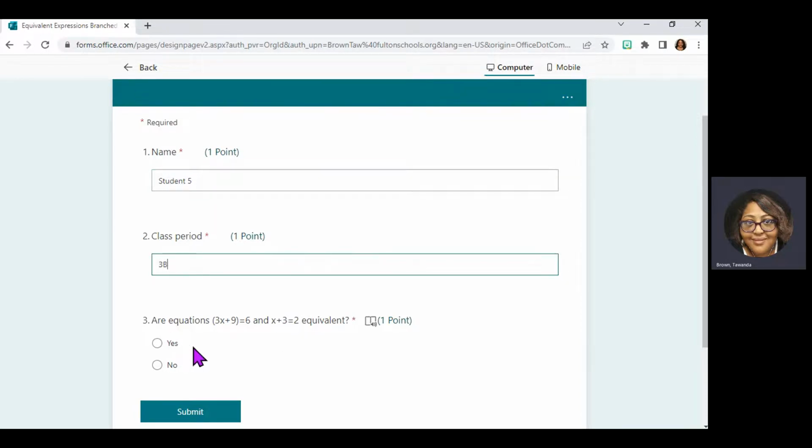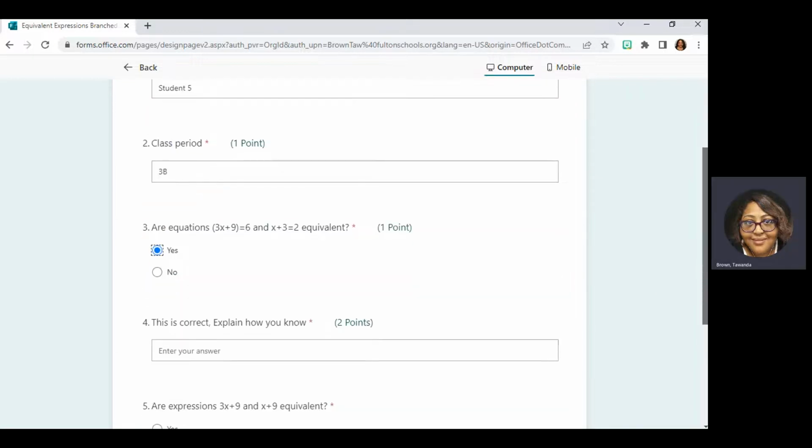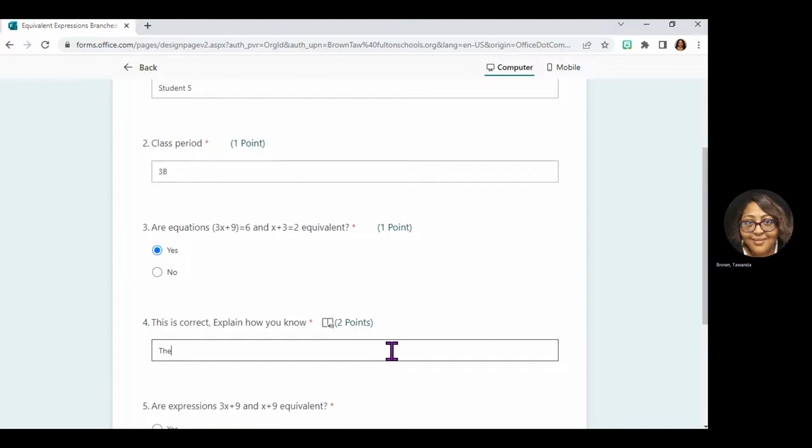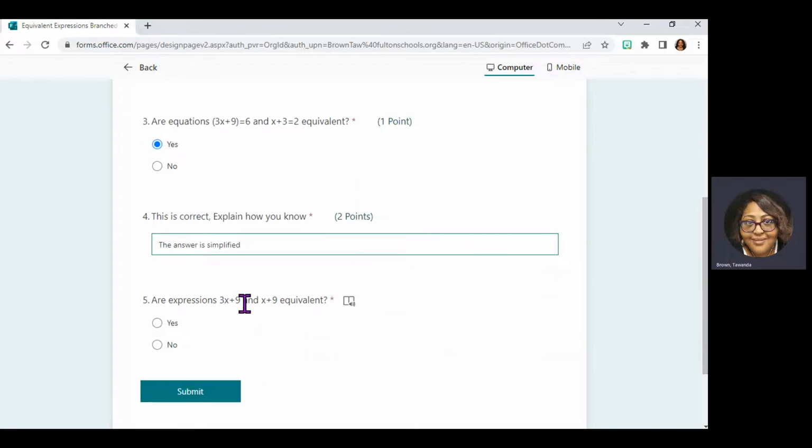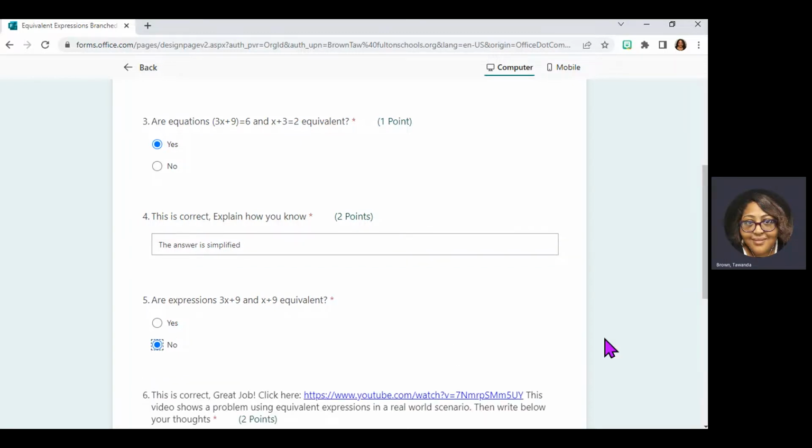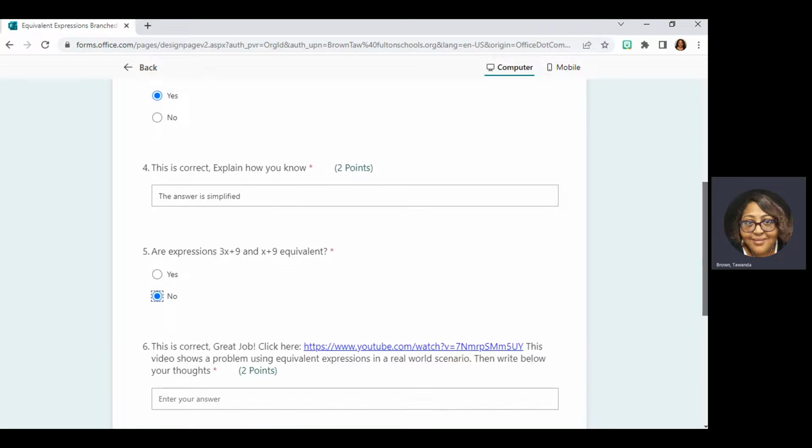And so the first question I ask: are equations 3x + 9 = 6 and x + 3 = 2 equivalent? So if the student says yes, okay, great job, that's correct. Explain how you know. Okay, and then they go to the next question. Are expressions 3x + 9 and x + 9 equivalent? So if the student says no, that is correct. Great job. They have an understanding.